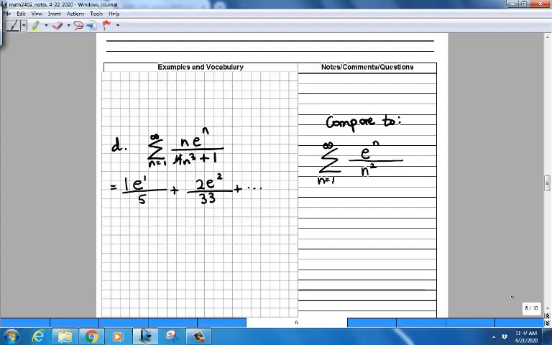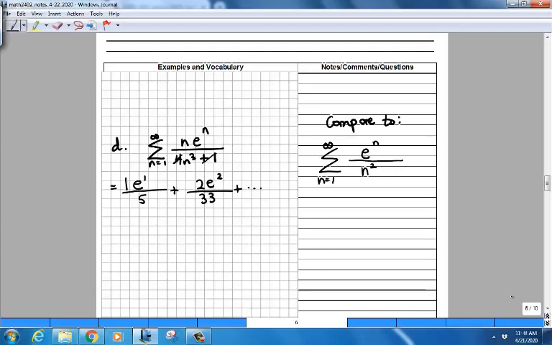So the 4 is kind of meaningless and the 1 is kind of meaningless. So let's ignore those. The constant terms and factors, I can just ignore those. Now, I can't ignore the n, because that's not constant, or e to the n, that's not constant, right? And n cubed is not constant either, so I have to keep those.